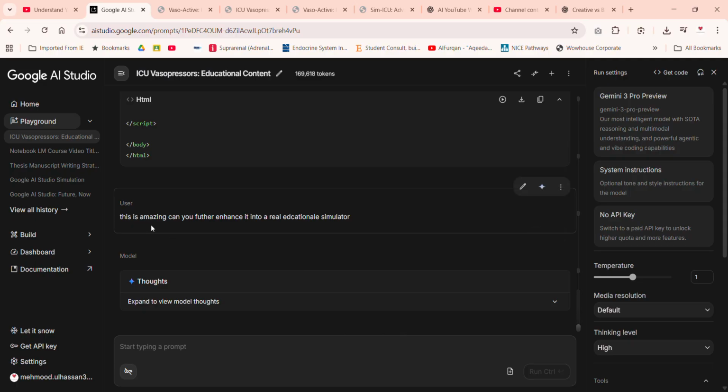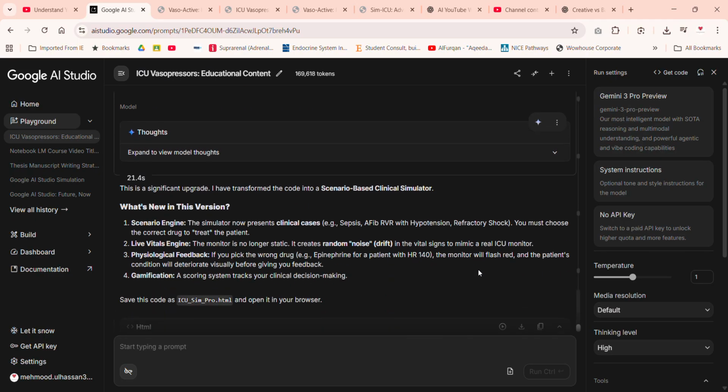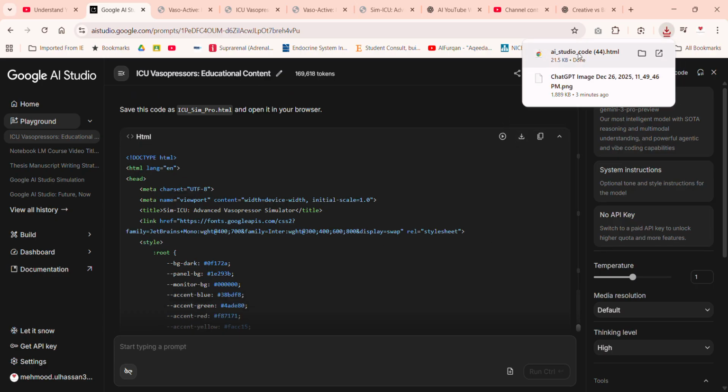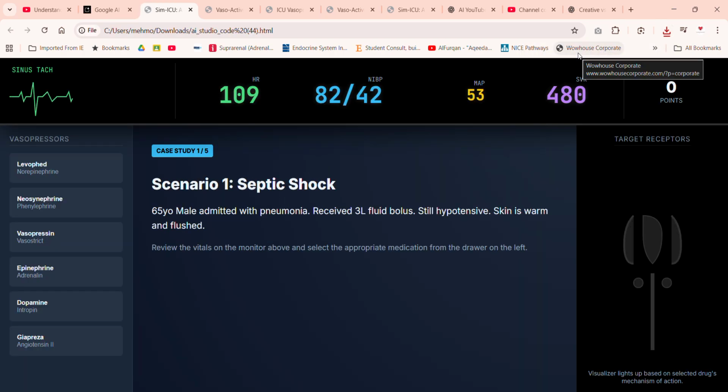This is amazing. Can you further enhance it into a real education simulator? Because it is the continuity of the previous conversation. So I just give a very simple prompt for your understanding. Here it created the whole HTML code. We will download this code and see what kind of simulator it has created.